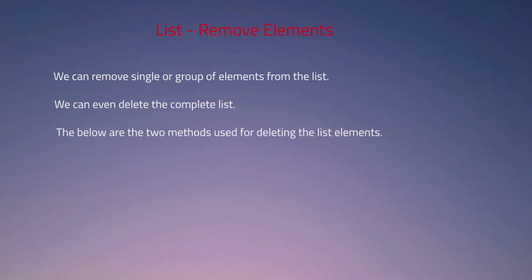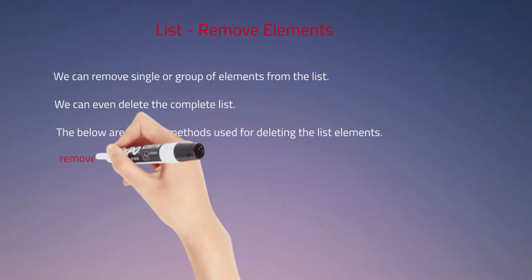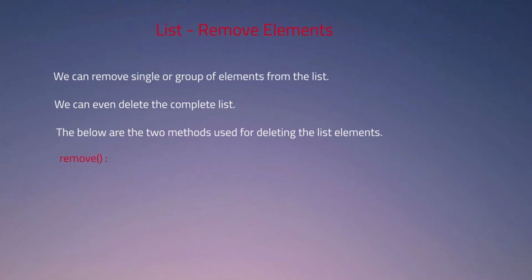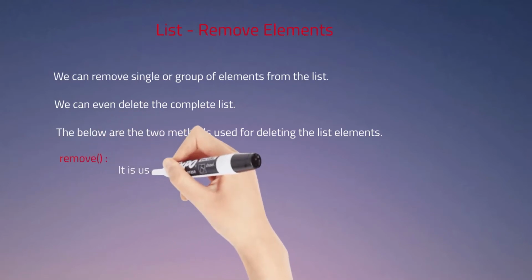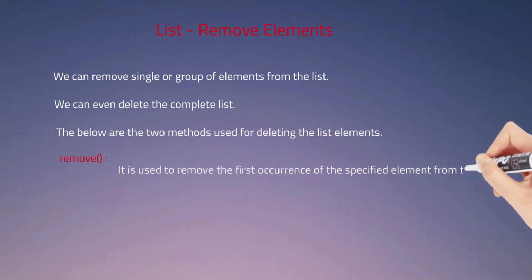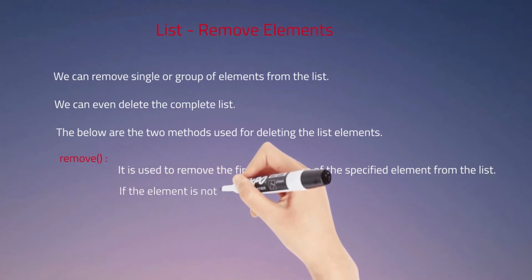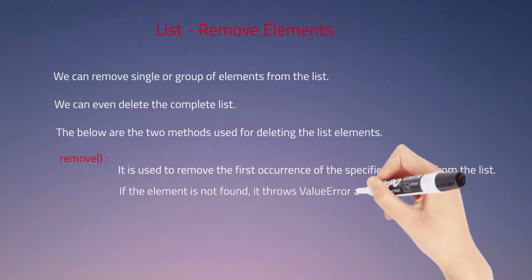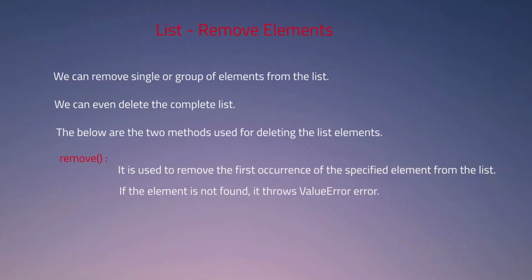The first method is the remove method. It is used to remove the first occurrence of the specified element from the list. If the element which we are trying to remove is not found in the list, then it throws a value error message.